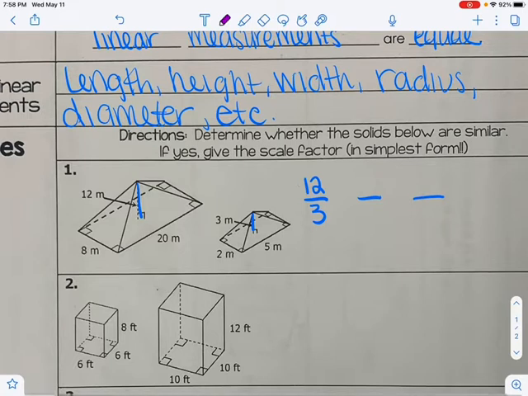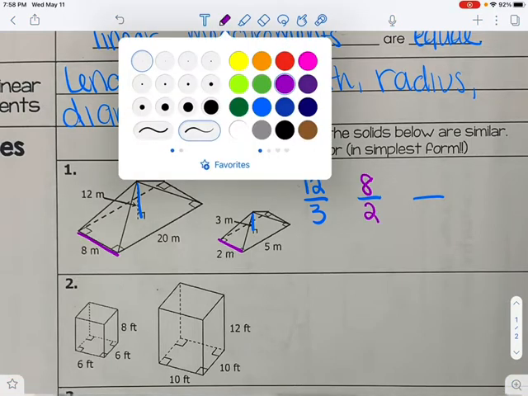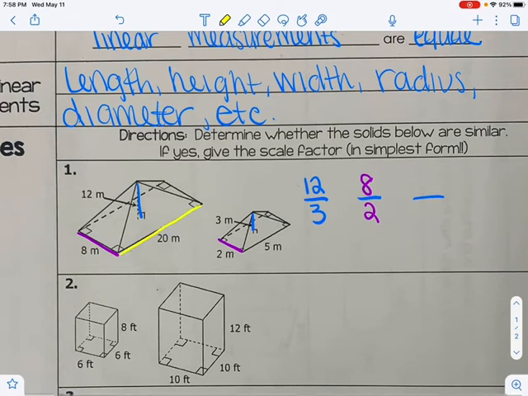For the second fraction, the first one is 8 wide. The second one is 2 wide. They go in a fraction together. Last but not least, 20 long, 5 long.